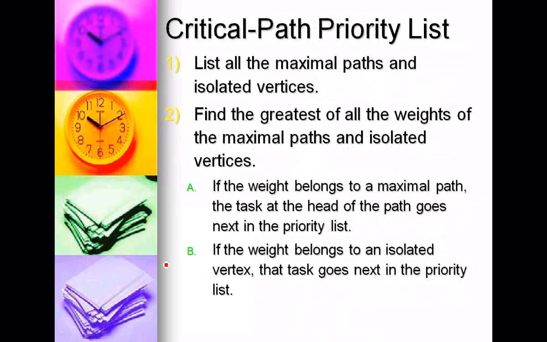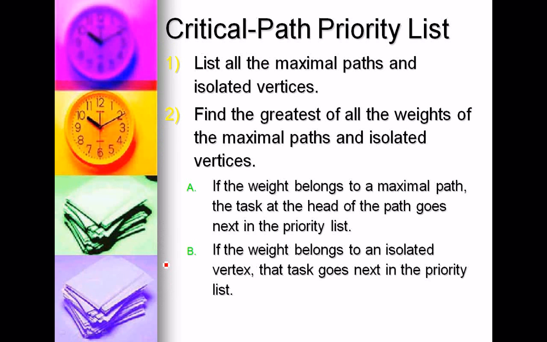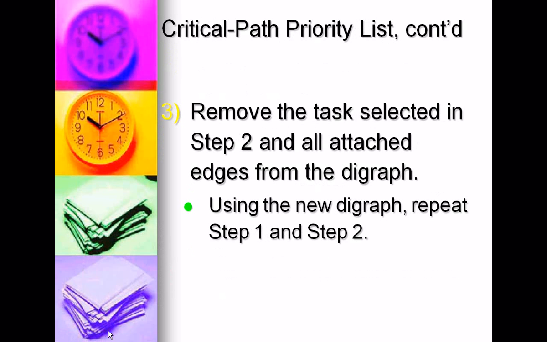Okay, for the critical path, what you're going to do is list all the maximal paths and the isolated vertices. So make sure you include those isolated vertices. Find the greatest of all the weights in the maximal paths and the isolated vertices. If it belongs to a maximal path, the task at the head of that path goes next on the priority list. If it's an isolated vertex, then that goes next on the priority list. Then you're going to remove those tasks that you selected in that step, and then you're going to repeat the process.